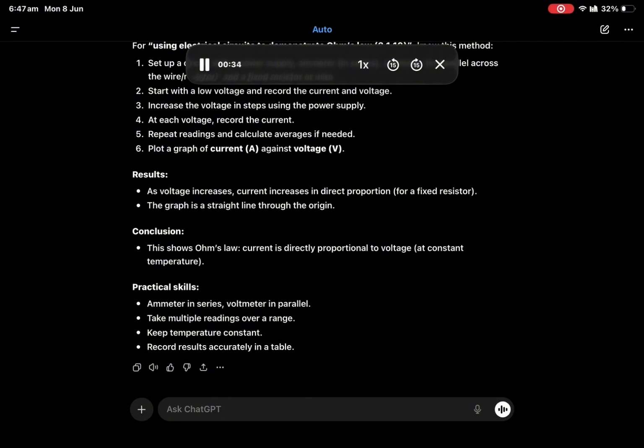Results: as voltage increases, current increases in direct proportion for a fixed resistor. The graph is a straight line through the origin. Conclusion: this shows Ohm's law. Current is directly proportional to voltage at constant temperature. Practical skills: ammeter in series, voltmeter in parallel. Take multiple readings over a range. Keep temperature constant. Record results accurately in a table.